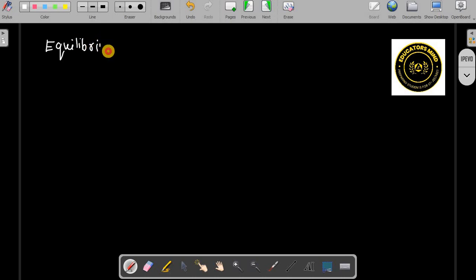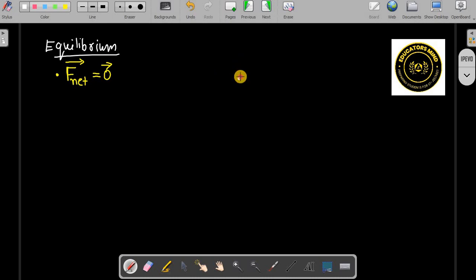Equilibrium means the net force on the body is going to be 0. In terms of vectors, if you write it, it is a null vector. Net force is 0. When the net force is 0, there can be a combination of forces acting. Net force 0 can mean no force is acting, or all forces are acting but they are balanced.